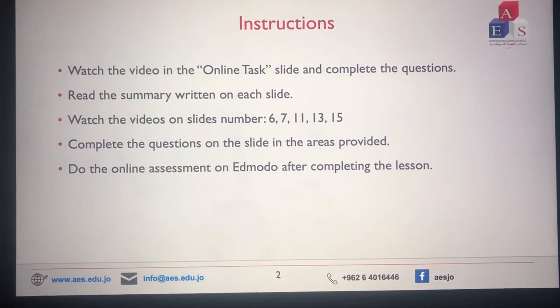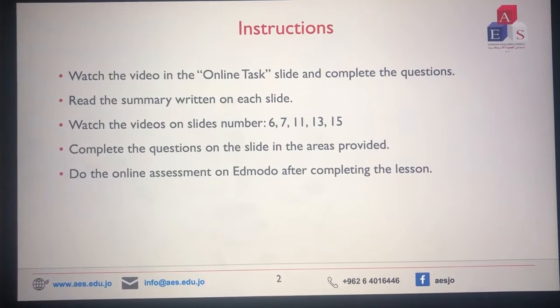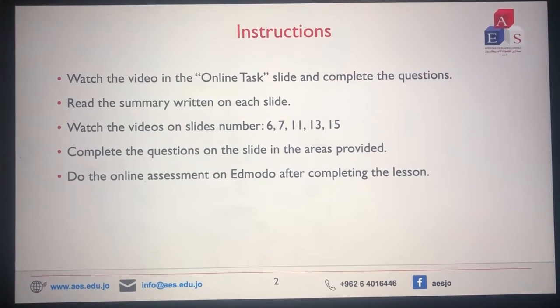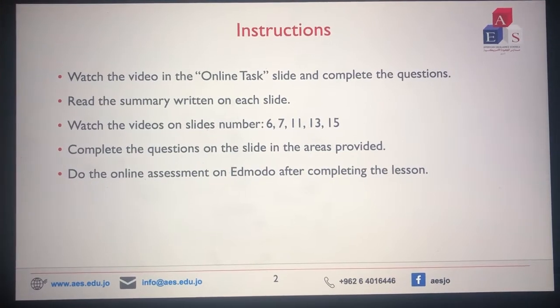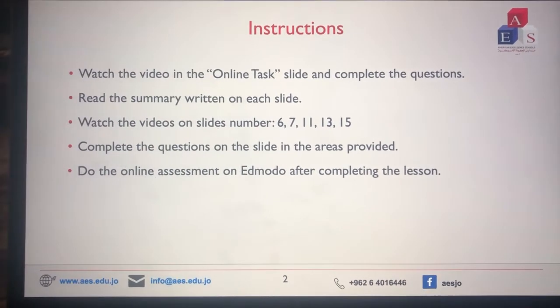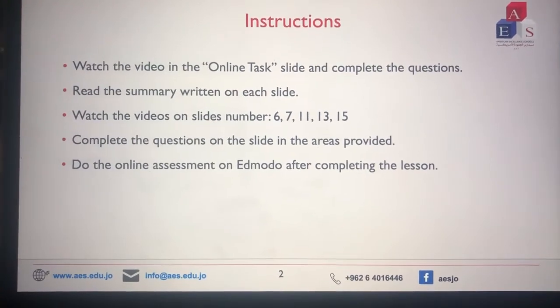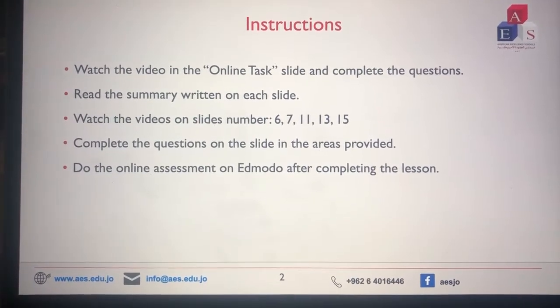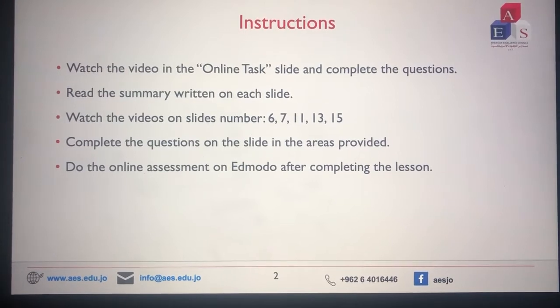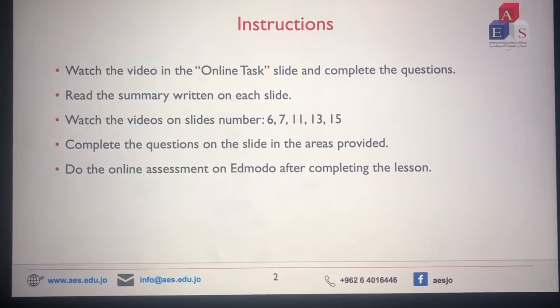So, please watch the video on the online task slide, complete the questions provided, and read the summary written on each slide. Watch the videos on the slides number 6, 7, 11, 13, and 15. Complete the questions on the slides in the areas provided, and then finally do the online assessment on Edmodo after completing the lesson.